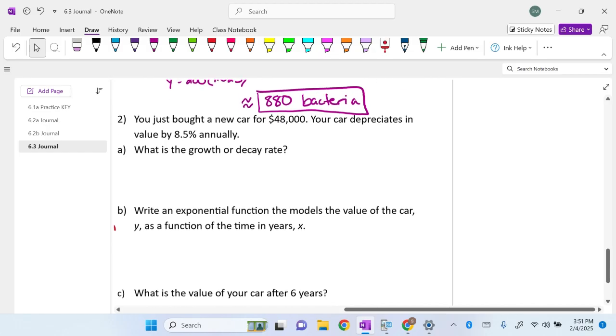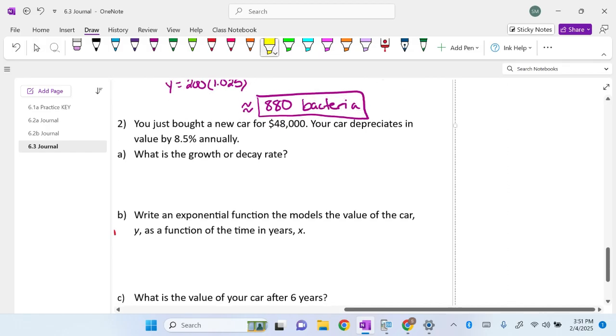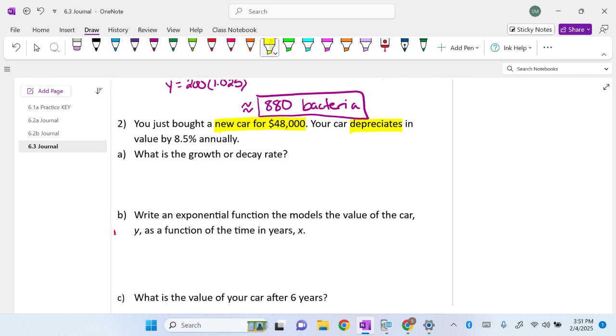All right, last one. So you just bought a new car for $48,000. Your car depreciates in value by 8.5% annually. So first off, we want to know what the growth or decay factor is. So again, that's your B value. Now, based off of what we know, we need to figure out if it's a growth or a decay. We can tell by this word depreciate. Since it says depreciates, that means we're decaying.